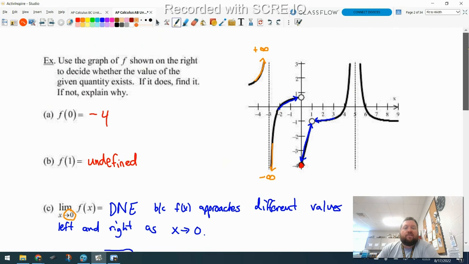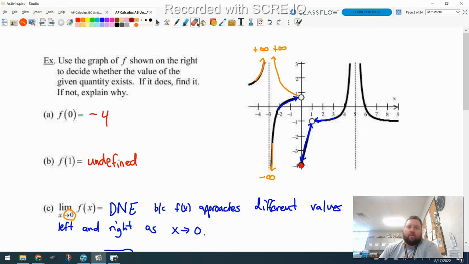But also, even if they were approaching the same value, let's pretend that this graph was going up like this, and they were both approaching positive infinity. That would still be does not exist. If a graph does not approach a real number value, then the limit does not exist. Now, if that were the case, we could say this limit equals infinity. That's an acceptable answer. College Board will accept that answer, and I actually prefer to write that instead of does not exist. So just keep that in mind.